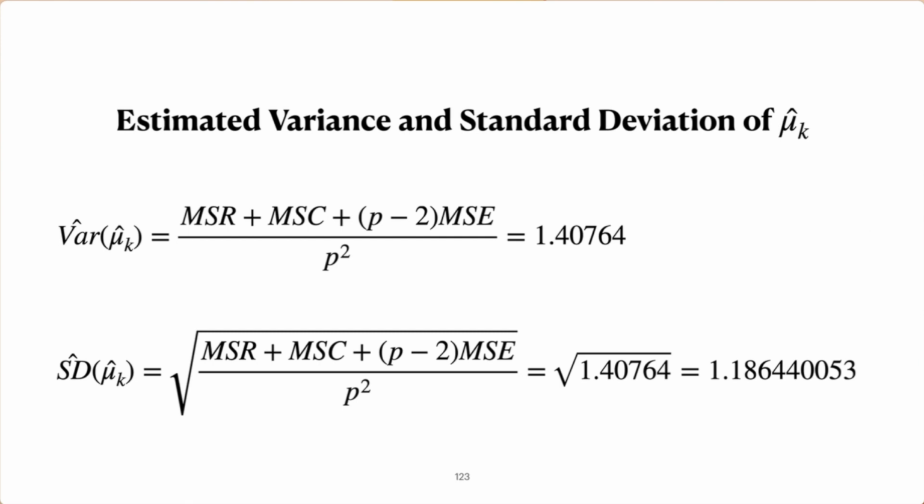So using the formulas for the variance of the point estimators of the individual treatment means, we see that the estimated variance of each of the estimated treatment means is going to be equal to 1.40764. The square root of that gives the estimated standard deviation associated with the point estimate for the individual treatment means, and that is equal to 1.186440053. Now, if we were going to display these, we could round those, but in doing the computations, I'm going to use the full precision so that we get the most accurate result possible for the confidence intervals.